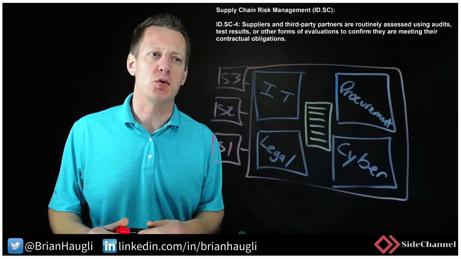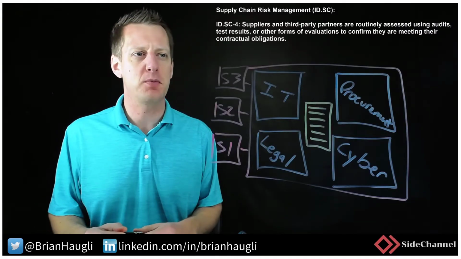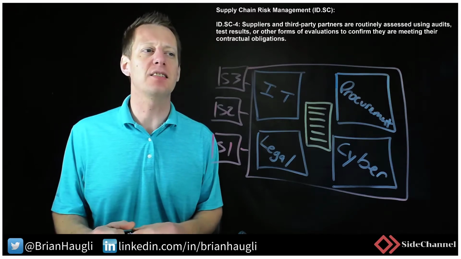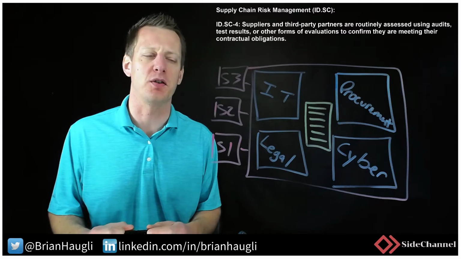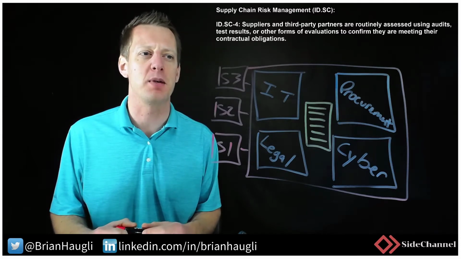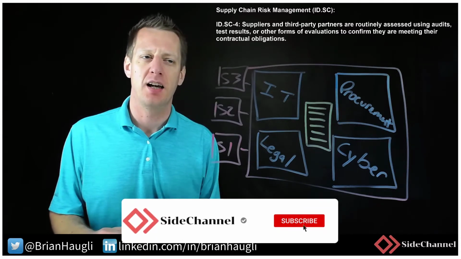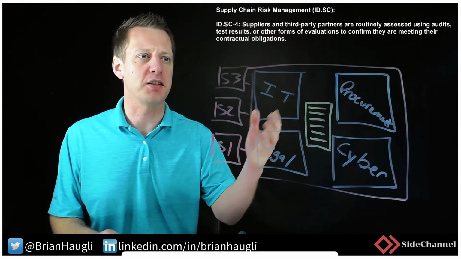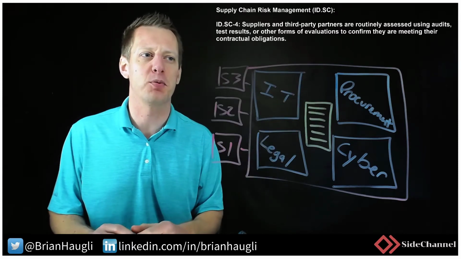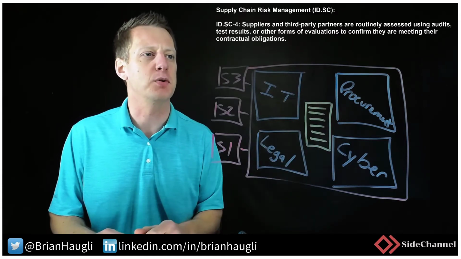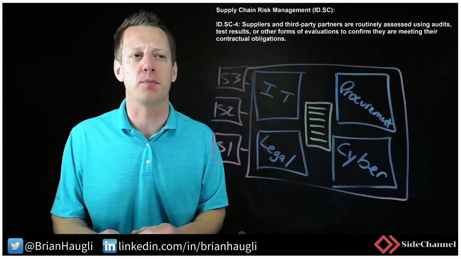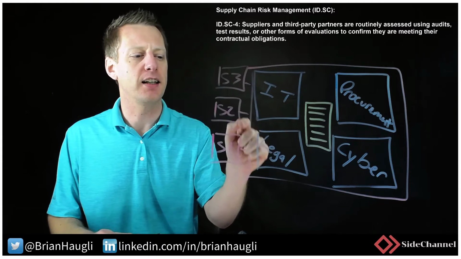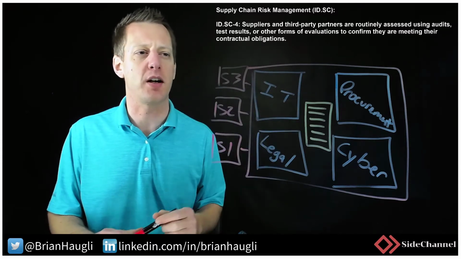The next subcategory, control, side of supply chain risk management, ID.SC-4. Suppliers and third-party partners are routinely assessed using audits, test results, and other forms of evaluations to confirm they are meeting their contractual obligations. You can't really do this unless you followed through on ID.SC-3, where you actually established and implemented appropriate measures designed to meet the actual objectives of the organization's cybersecurity program. But now that we've established that, are we routinely assessing these vendors to their contractual obligations?